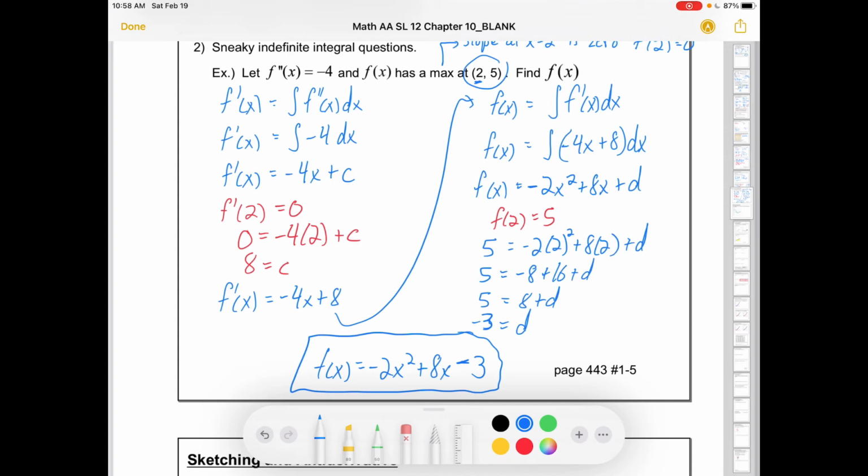There's some practice that you can do on page 443, numbers 1 to 5.